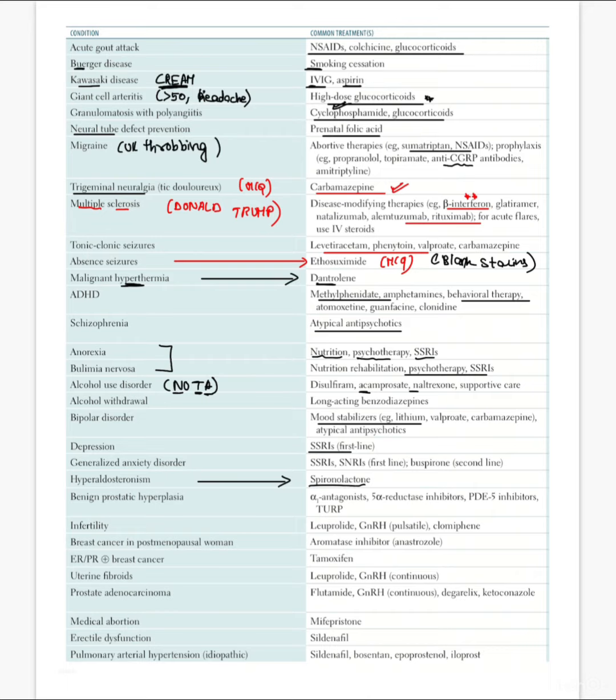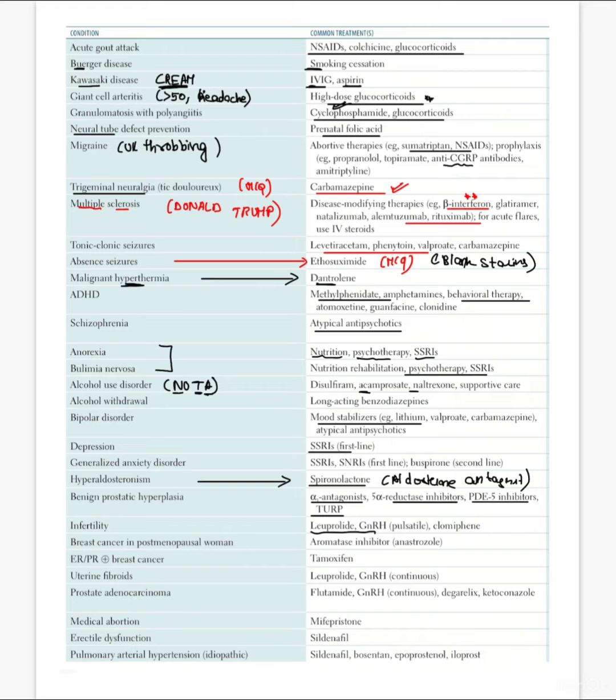Hyperaldosteronism. Okay, so spironolactone, because this is an aldosterone antagonist. Okay. Then say BPH, benign prostatic hyperplasia, guys. Okay, so BPH is common in males where there is prostate hyperplasia. Treatment of choice is TURP, transurethral resection of prostate, guys. Okay, so you can use alpha 1 antagonist, we can use 5 alpha reductase inhibitor like finasteride, we can use PDE5 inhibitor, guys. Infertility, guys, that is GnRH pulsatile release and leuprolide may be used, guys. Okay, that is an example of GnRH analog.